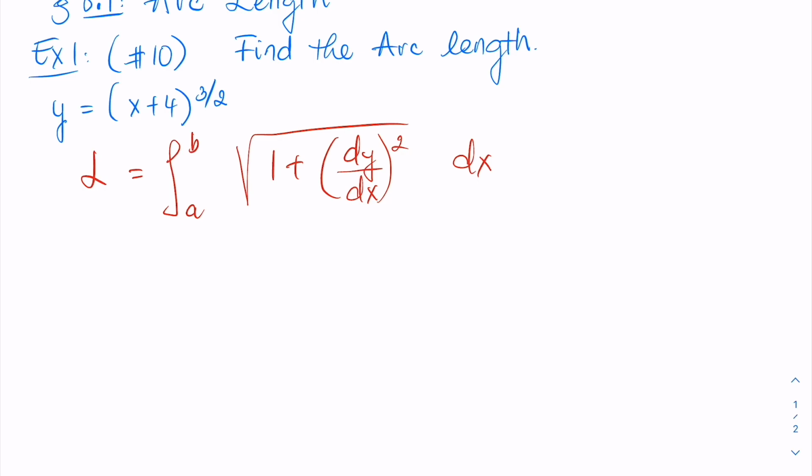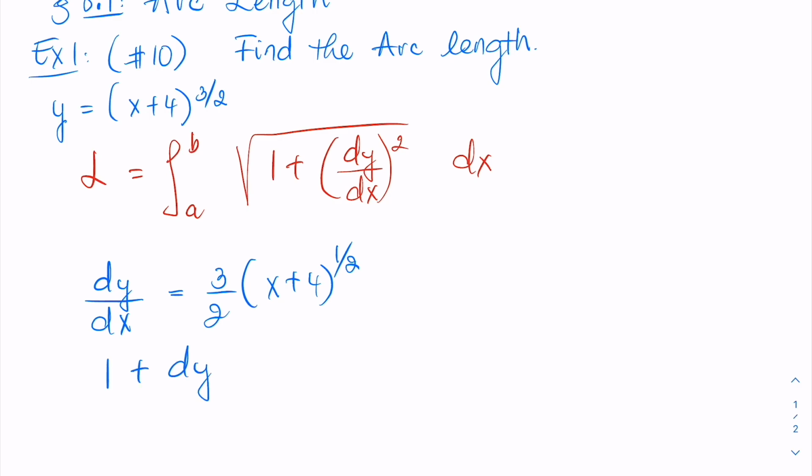So you see right here, y equals (x plus 4) to the 3 halves. We can take the derivative, dy over dx. It's going to be 3 halves (x plus 4) to the 1 half. And then we're going to have 1 plus dy over dx squared. So if I plug it in, I get this, x plus 4.